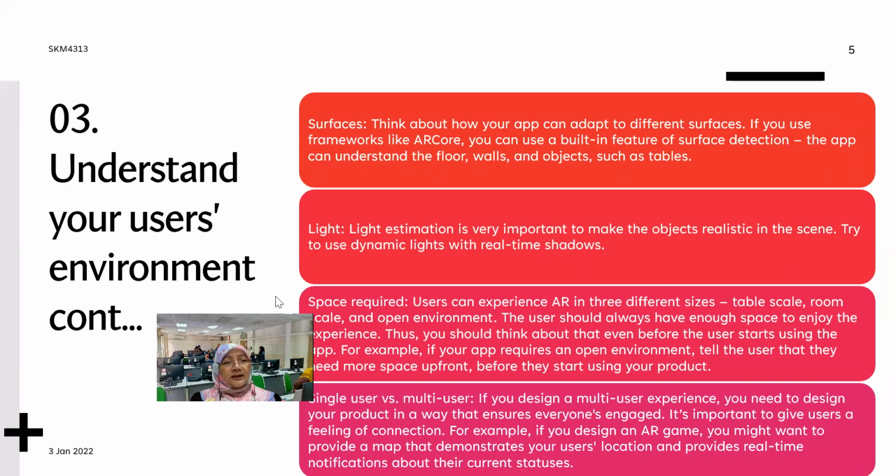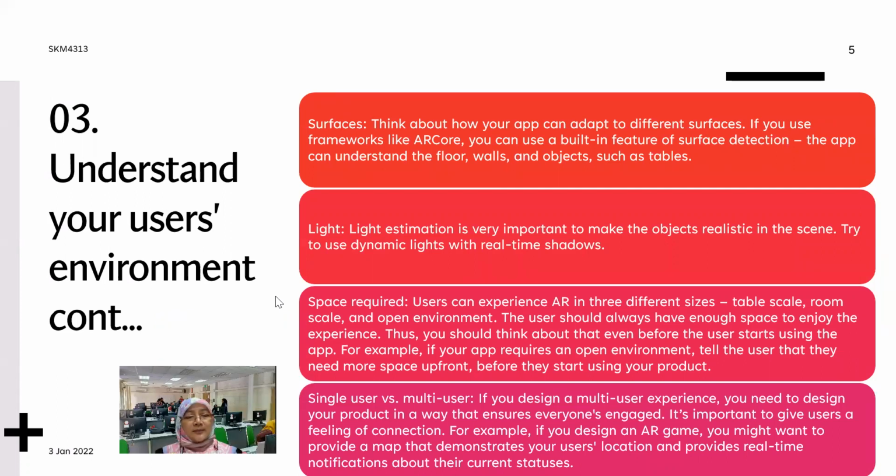Then the third rule is to understand your user's environment. Then you have to look into the surfaces. Think about how your app can adapt to different surfaces. If you use frameworks like ARCore, you can use the built-in features of surface detection. The app can understand the floor, walls, and objects such as tables.